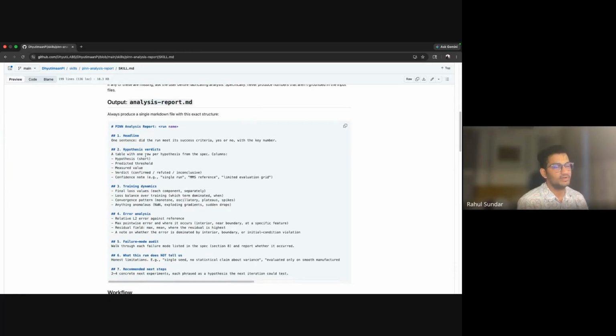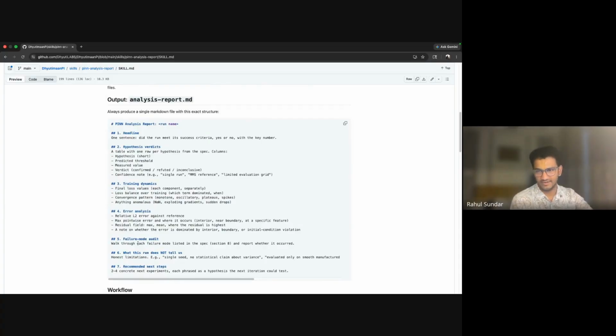And then the report is pretty much like a reviewer document. It's a mix of a reviewer document and an analysis report. It covers what your failure mode audit is, what went wrong, what could have gone wrong, what has been implemented in a way that it shouldn't be, and so on. So these things have also been baked in.